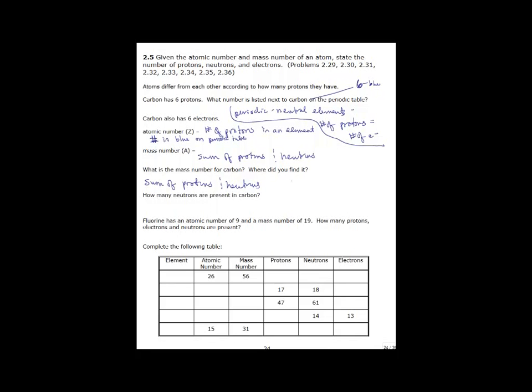So we know that carbon has 6 protons. How many neutrons does it have? Well, we don't know. I would have to tell you the mass number for carbon. And a lot of times this is given: carbon-12. That's the mass number. So if it has a mass number of 12, it has 6 protons, then it must have 6 neutrons. So there are 6 neutrons present in carbon.